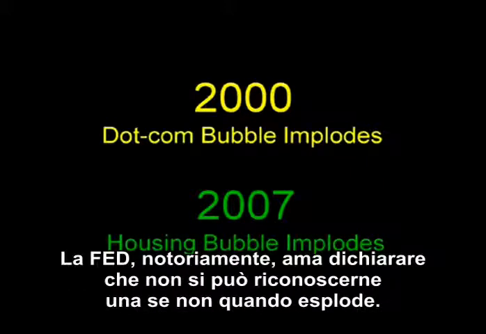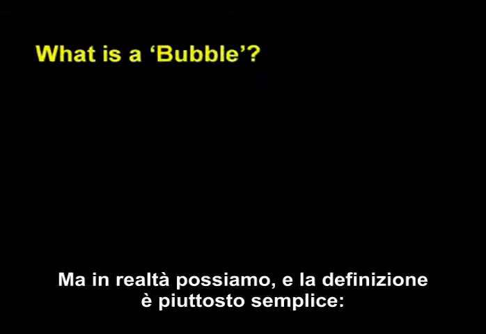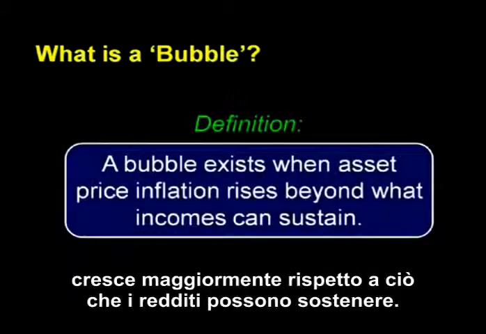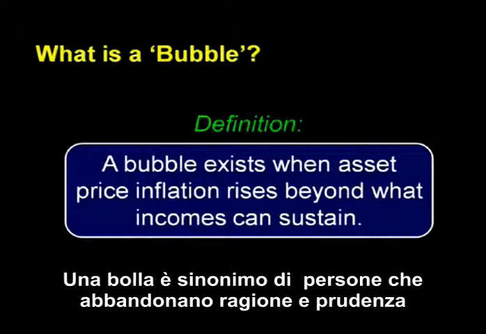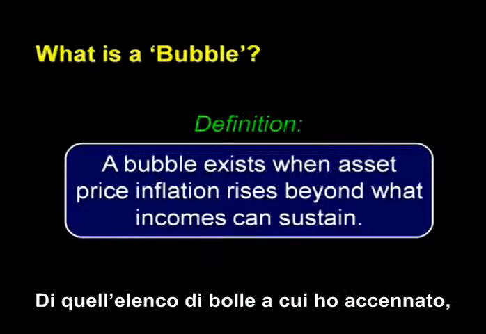The Fed famously likes to claim that you can't spot one until it bursts. But actually you can, and the definition is pretty simple. A bubble exists when asset price inflation rises beyond what incomes can sustain. A bubble represents people abandoning reason and prudence for hope and greed.